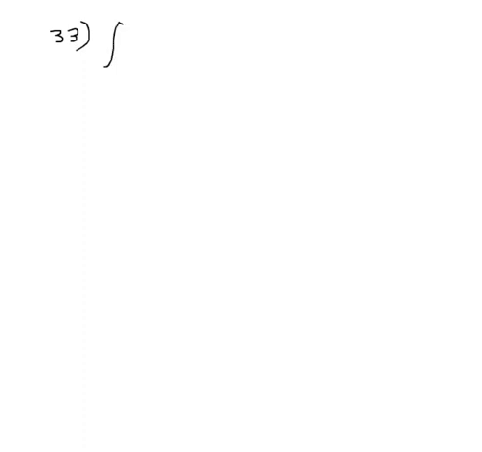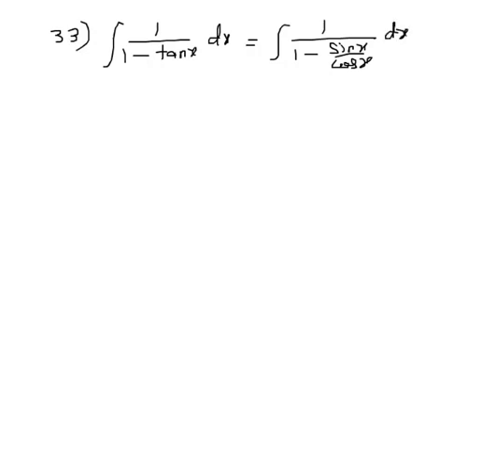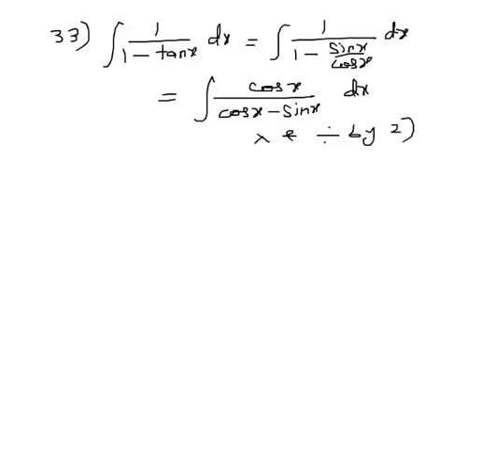Question number 33, exactly the same as question 32. Same method we are going to follow. Let us change tan to sine by cos. Take LCM. Cos x minus sin x. That LCM goes to the numerator. Cos x dx. Let us multiply and divide by 2.